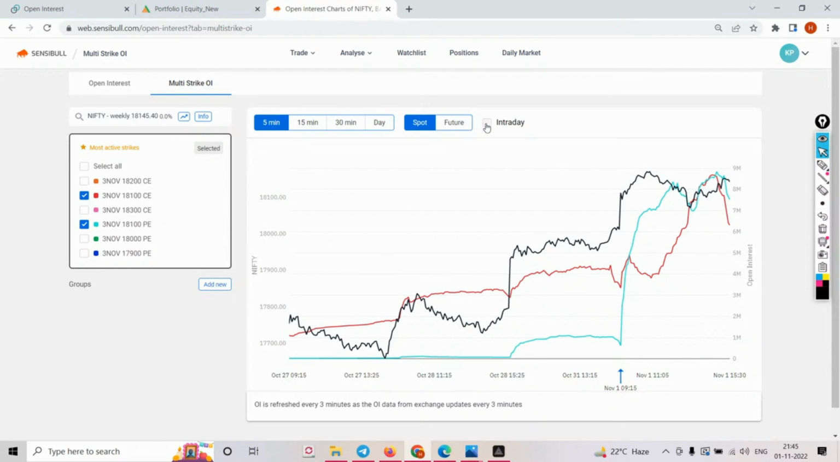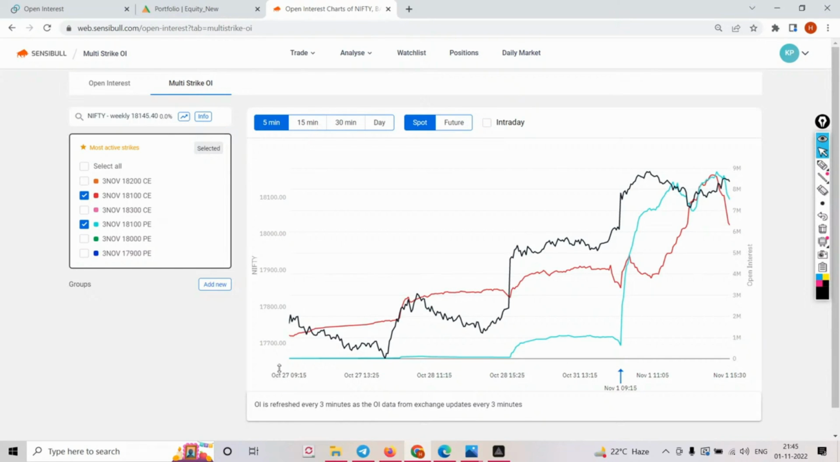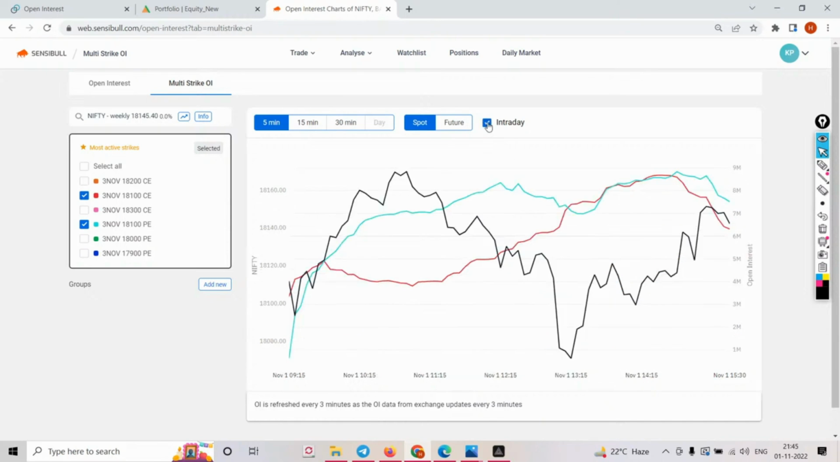Now I'll take you to the intraday. You have to click on intraday, because if you do not, it will show you 27th October and then 28th. We are discussing only today's market condition, so I have to select intraday. This black line is the market momentum, Nifty. See the colors: this red color is call, this blue color is put, and the black color is your market.